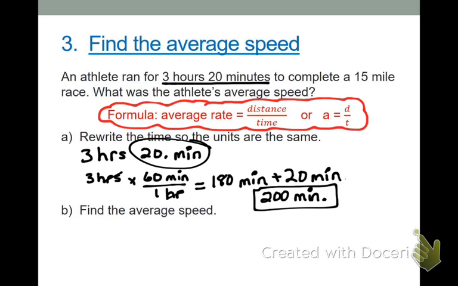Because it asked us to rewrite the time so the units are the same. So all I did there was change my 3 hours and 20 minutes into a total amount of minutes, which is 200 minutes. B says, find the average speed. What is my formula for finding the average speed or the average rate? A equals D over T. What does that stand for? Average rate equals distance over time. Okay, the average rate or the average speed equals distance over time.